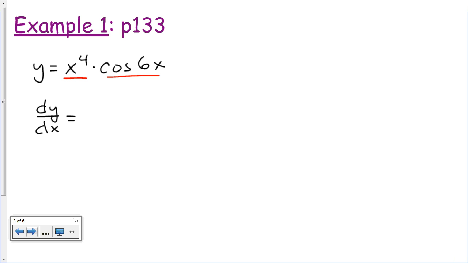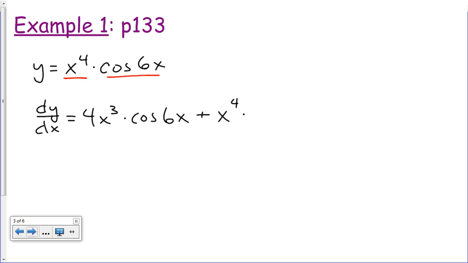So the rule is I take the derivative of the first function, derivative of x to the 4th is 4x cubed, and I multiply it by the second function, cosine of 6x. And then I add to it the first function, which is x to the 4th, times the derivative of the second function, which is actually a composite function. Cosine is the outside function, 6x is the inside function. So use chain rule here.